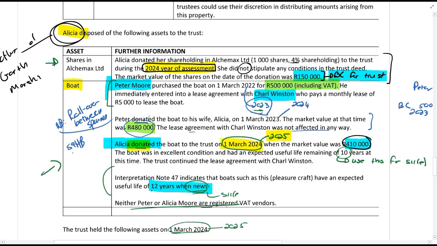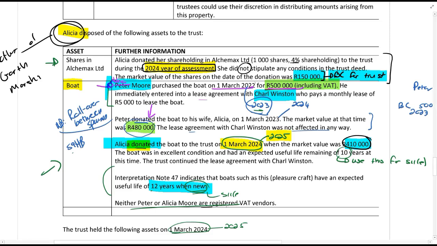Now remember, usually, if this wasn't spouses, this would be the cost to Alicia. Consider the cost to Alicia, even if it was a donation, if they weren't spouses. Because they're spouses, though, this is the cost. She's treated as if she bought it on the 1st of March for 500,000 including VAT and then leased it to Charles. That's what this rollover of spouses does, is you replace the names almost. It's literally almost like instead of saying Peter there, it says Alicia. So that's the idea. Okay, so 500,000 on the 1st of March, beginning of the tax year.